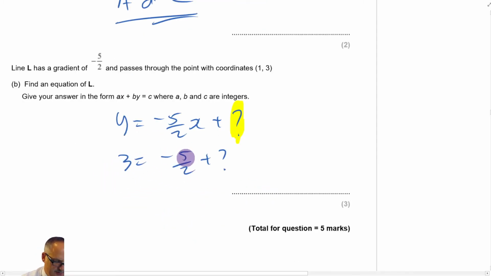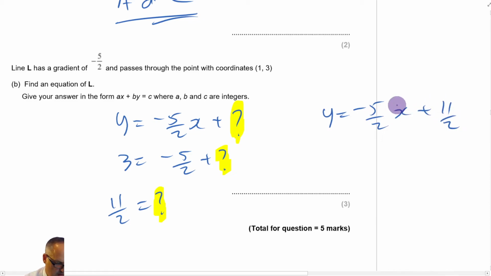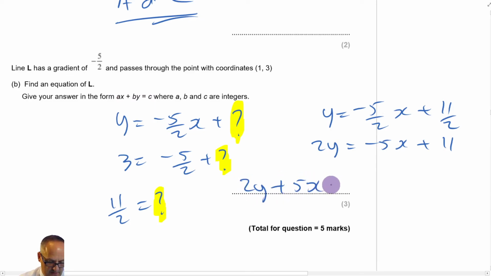This is the same as 6 halves plus 5 halves gives me 11 halves for my thing that I don't know, or 5.5. If you use your calculator, you'll get 5.5. So we now know that y will equal -5 over 2 x plus 11 over 2. And again, it says it wants them all as integers, which means it must be whole. So we need to times by 2. We get 2y equals -5x plus 11. Times that by 2, you get 2y. Times that by 2, you get -5x. Times that by 2, you get 11. And we want the x on the same side as the y, so I'm going to add 5x to both sides to get 2y plus 5x equals 11. Question 14.